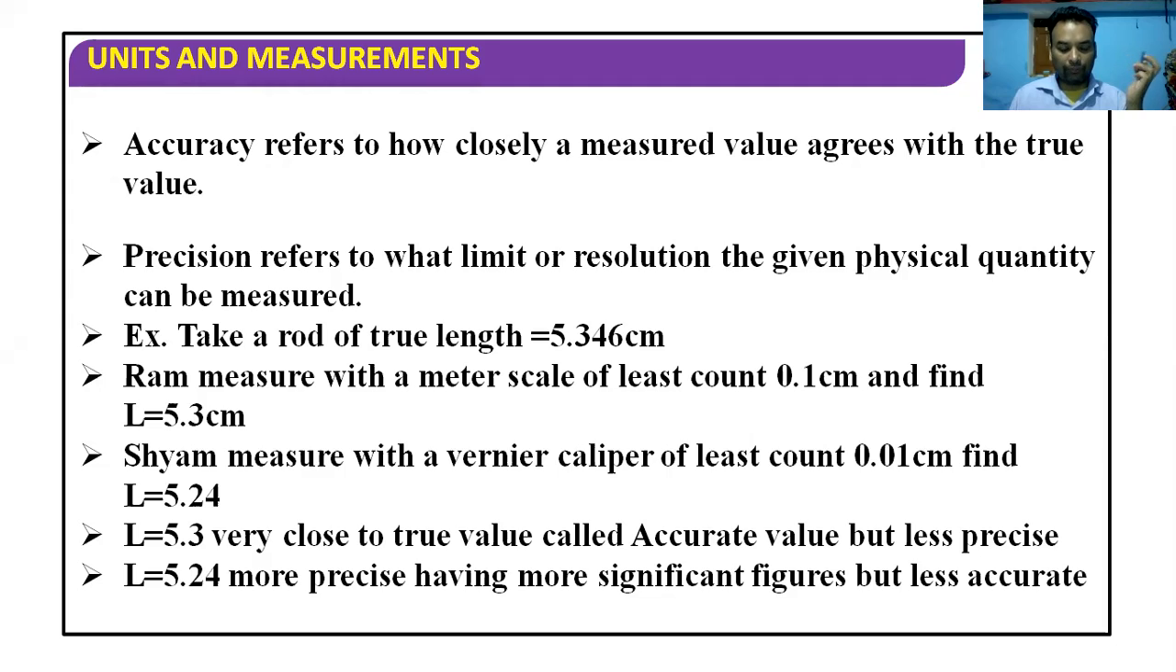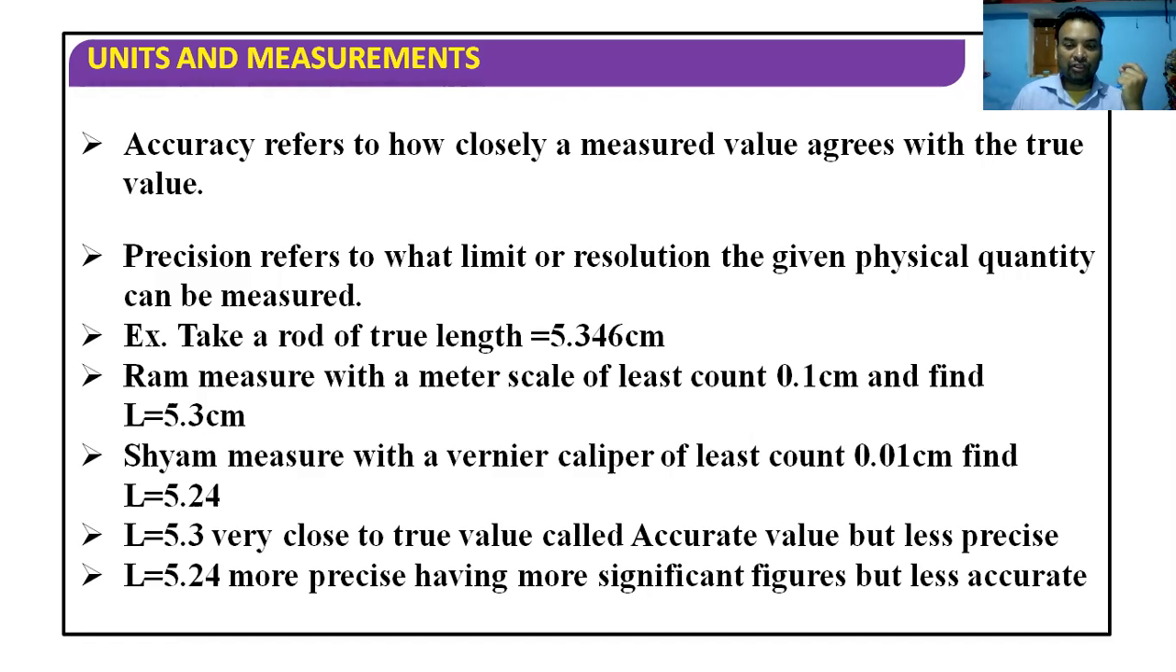So let us take a road whose true length is given. The exact length, or the true length, of that road is 5.346 centimeter. This is the true length of the road. Now, two persons are doing two experiments. Ram measures with a meter scale of least count 0.1 centimeter and finds length equal to 5.3 centimeter, because Ram has a meter scale whose least count is 0.1 centimeter.